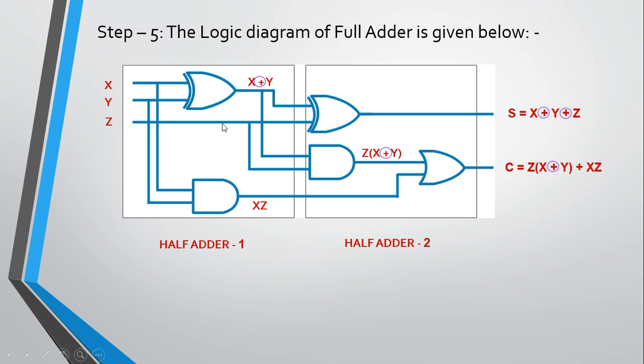I am going to apply it into the Z over here. So this is the XOR gate. So over here what will be the output? S equals X XOR Y XOR Z. So to perform addition of 3 numbers, you require 2 XOR gates over here. Is that clear to everyone?